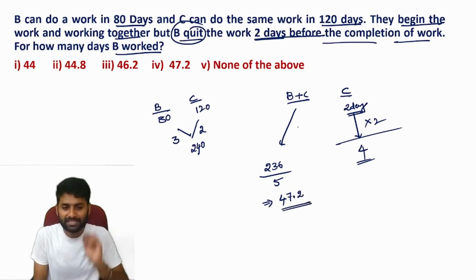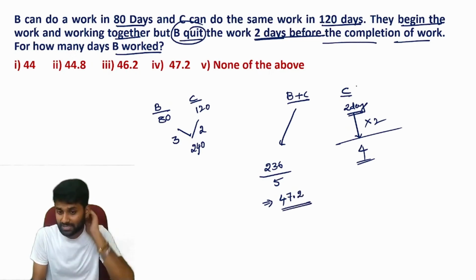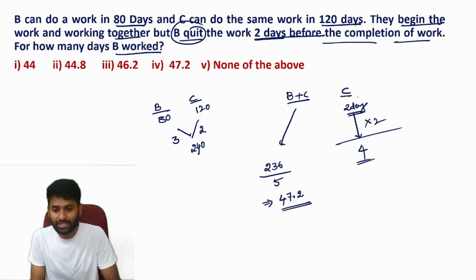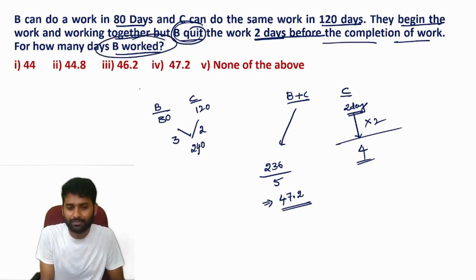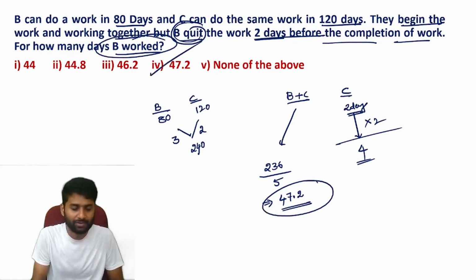So here B and C work together for 47.2 days, and C works alone for 2 days. Then the whole work is completed. But here the question: B quit the work 2 days before completion of work. Here the question: how many days did B work? So B worked exactly 47.2 days.